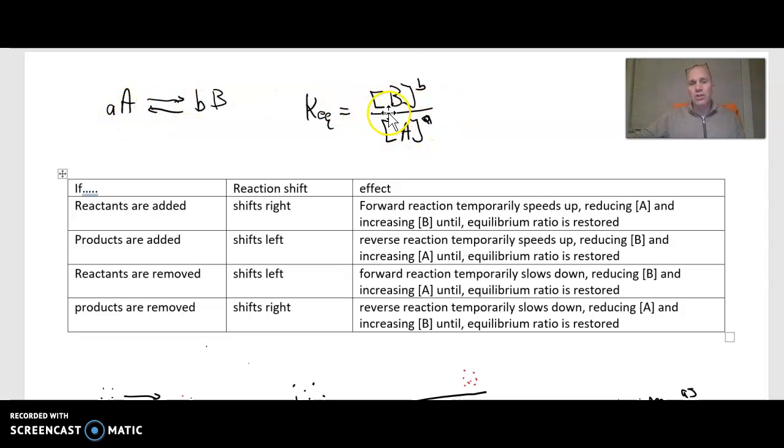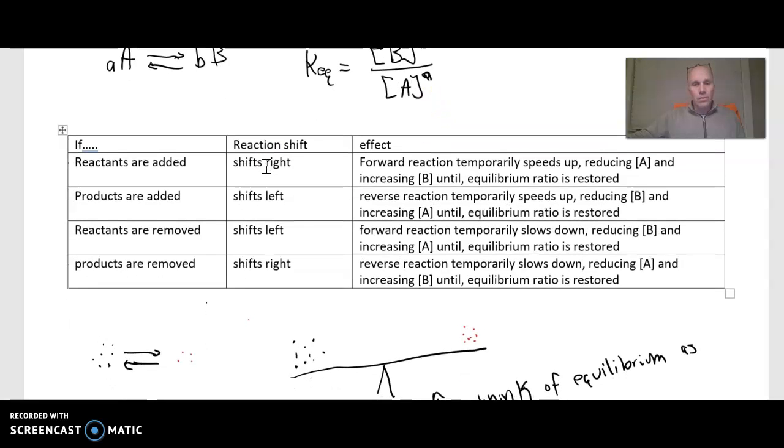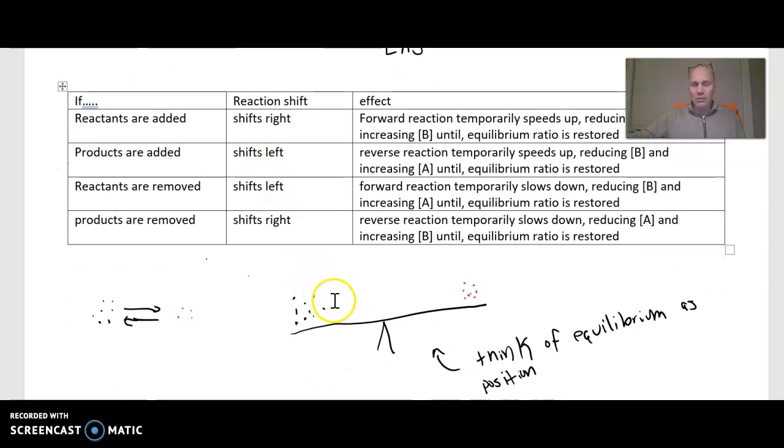All right. So we could write this expression right here. Concentration of B raised to the lowercase b, which is the coefficient there, over top of A raised to the lowercase a. All right. So one way that I think helps to envision what happens with an equilibrium reaction is to think about a seesaw. And think of equilibrium as the position that this seesaw likes to be in.